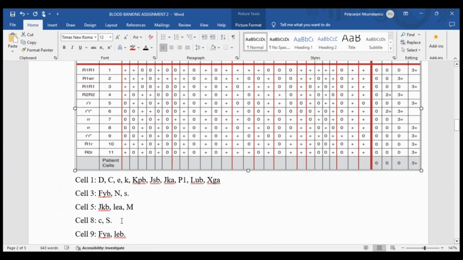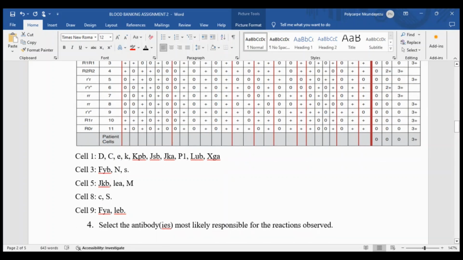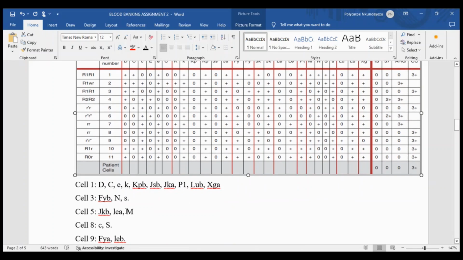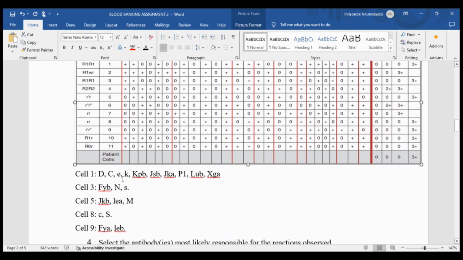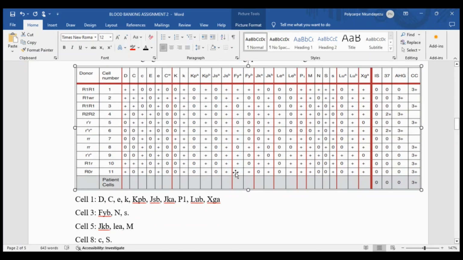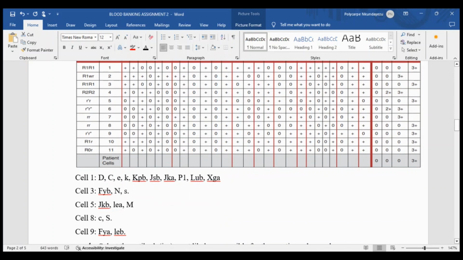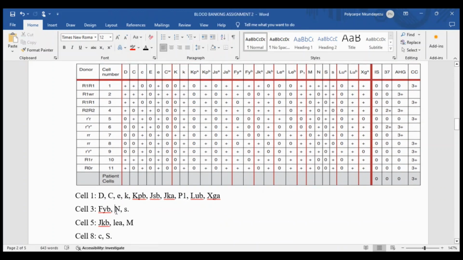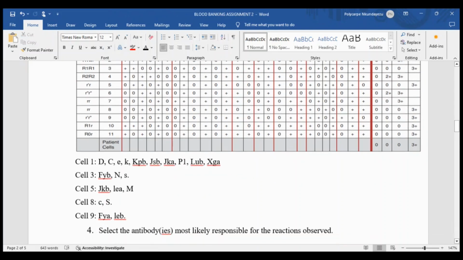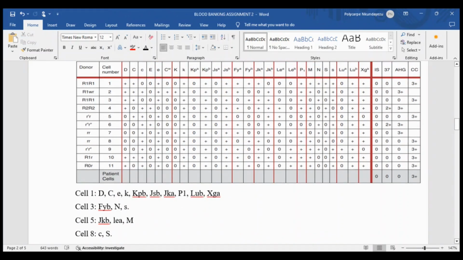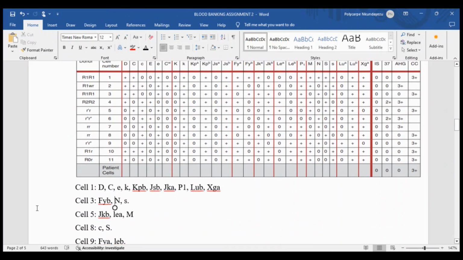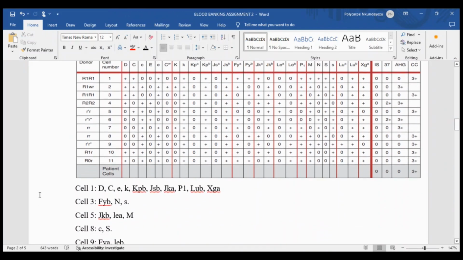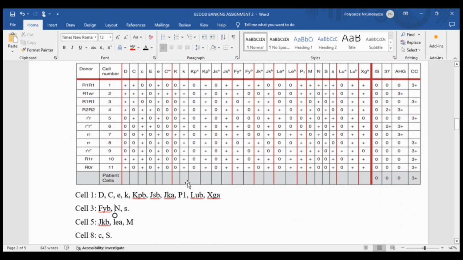Lewis A and M, and cell number 8, CS, cell number 9, FYA and Lewis B. Let me check if FYA can be removed from cell number 9 to confirm. Yes, it can be removed, and even Lewis B. So we are going to rule in, because I've already done this one for you. This one could take a very short time to do. So now we are going to include to identify which antigen should be responsible for these reactions.